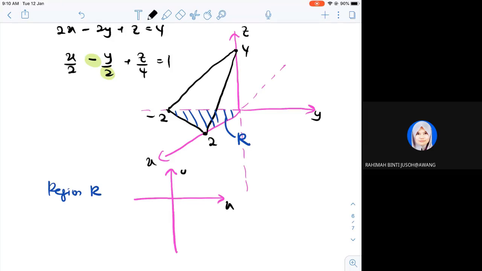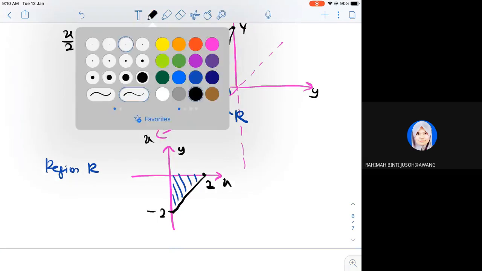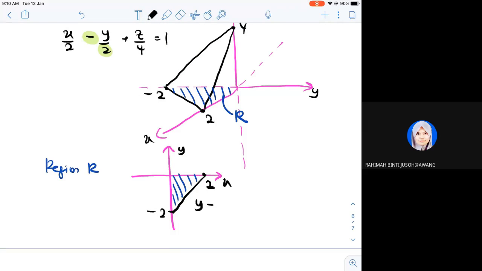X dengan Y. So Y is -2 tadi kan? So -2, X is +2. So we have this. Okay, this is our region R. Now, what's the equation of this line? Line garisan ni, hijau ni. What's the equation?